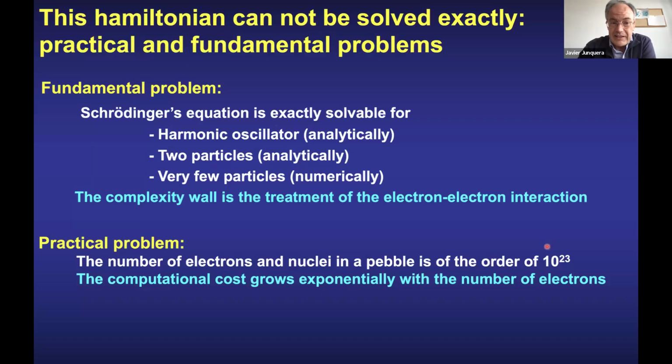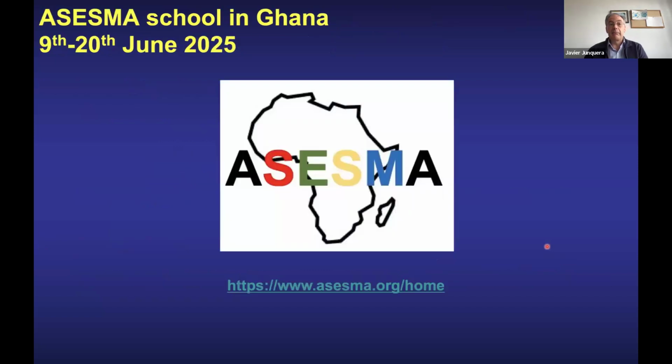So the thing is that we need to solve the Schrödinger equation because in solving it, we will have access to all the properties I was mentioning before: the structural properties, the optical properties, the magnetic properties, and so on and so forth. But then we have to make some approximations. And this is the main goal of the ASESMA school. In the ASESMA school, we are going to teach you how to solve the Schrödinger equation in a practical way.